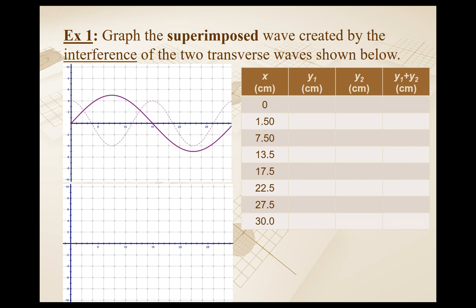So what we're going to do is let's call the wave that is bolded, a solid type line, we're going to call that one Y1, and we'll call the dashed one Y2. And we're going to measure the amplitude of each of those waves at all these different points. And then we're going to figure out what the superposition is by adding them together. Okay, so when x is 0, y1, the solid one, starts at 0. When x is 0, y2, well, it's up at 4.